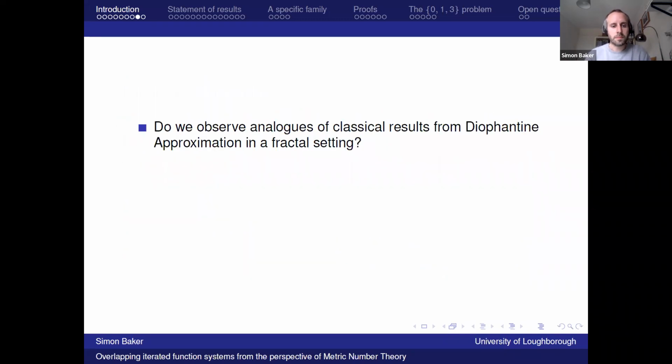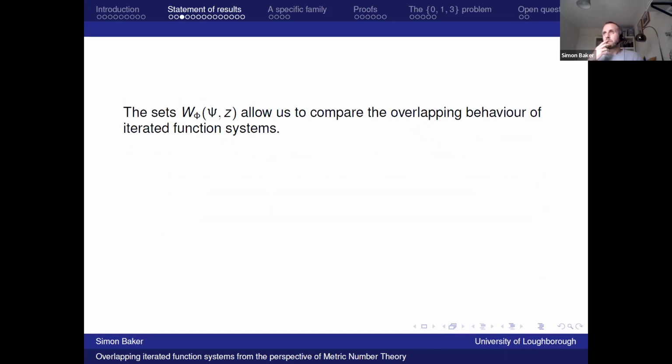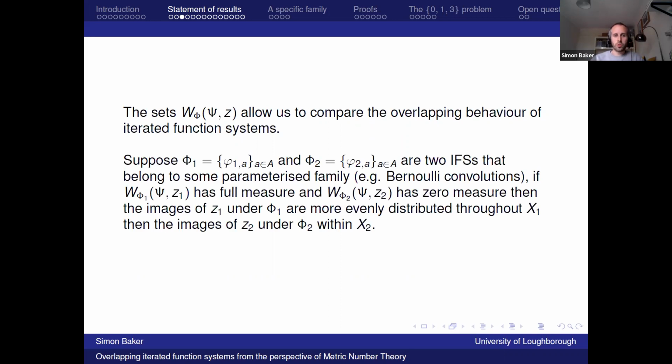Okay, so where was I? Yes, I want to recall the second question I mentioned about obtaining a meaningful classification of iterated function systems using these ideas. So here's a very simple observation one can draw. Suppose I have two iterated function systems that belong to some parameterized family, like these Bernoulli convolutions, this example we saw a moment ago. And suppose I could find a psi and 2 points z1, z2, such that the corresponding limsup set for one of these iterated function systems had full measure, but for the other it had 0 measure.